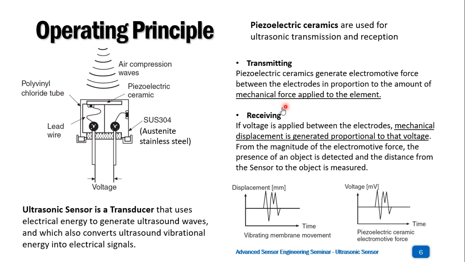And while receiving the reflected waves back, air compression occurs and a mechanical displacement is generated that is proportional to that voltage. So basically the reflected waves that come back and hit the ceramics will generate mechanical displacement. By measuring this displacement from the magnitude of the electromotive force, the presence of an object is detected, and we can estimate the distance from the sensor to the object.